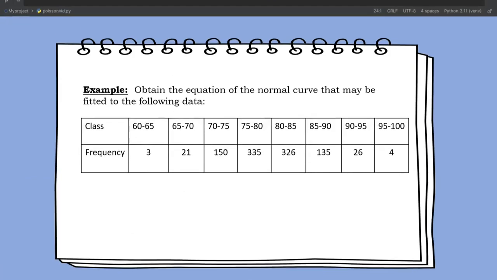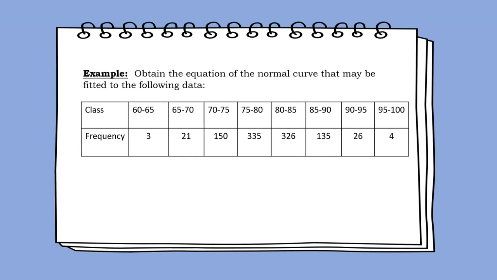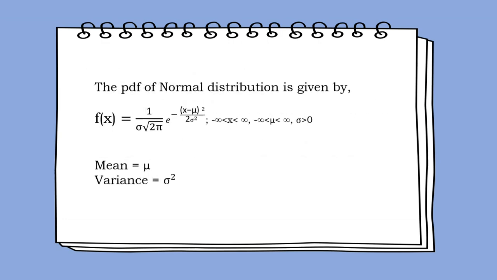Now let us see the fitting of normal distribution. Example: obtain the equation of the normal curve that may be fitted to the following data. The data is given below. Now let us see the PDF of normal distribution. The PDF of normal distribution is given by f(x) = 1 / (sigma root 2 pi) e^(-(x - mu)^2 / (2 sigma^2)), where the mean is mu and the variance is sigma squared.